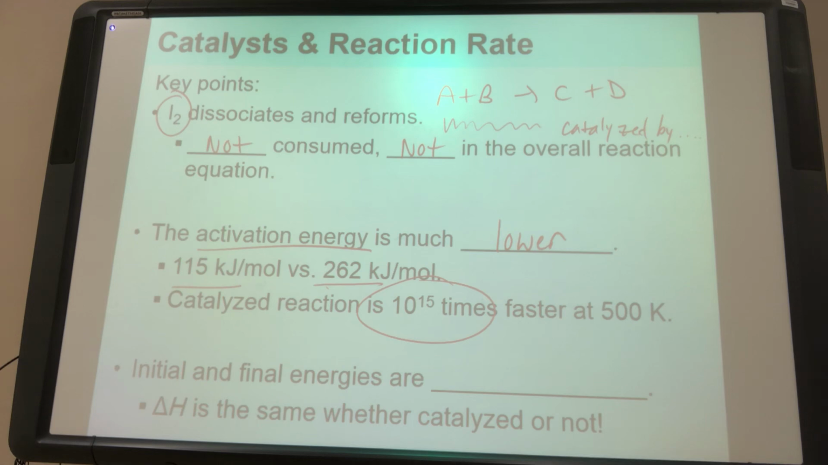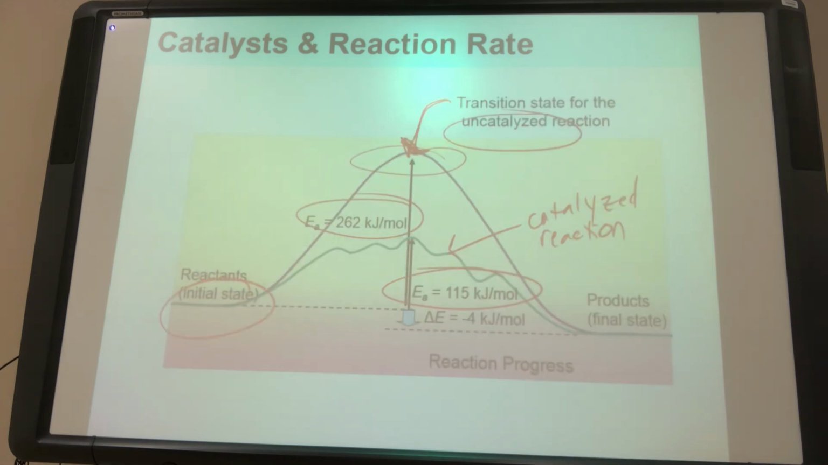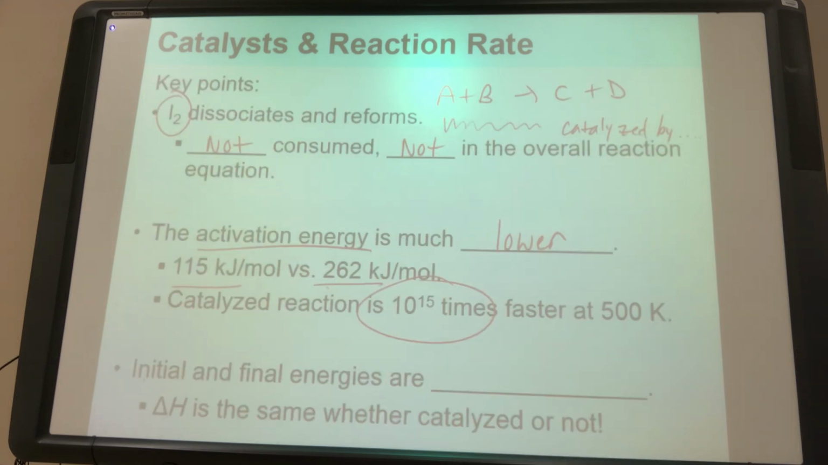But the initial and final, where I start and where I end, is the same. So that's also really important. In catalyzed or uncatalyzed, see the purple and the green, they both start in the same place and they both end in the exact same place. The only difference is that one has to go all the way over the hill, and if it's catalyzed, it goes over a shorter hill. So the initial and final energies are identical whether it's catalyzed or not. So delta H is the same whether it's a catalyzed reaction or not.